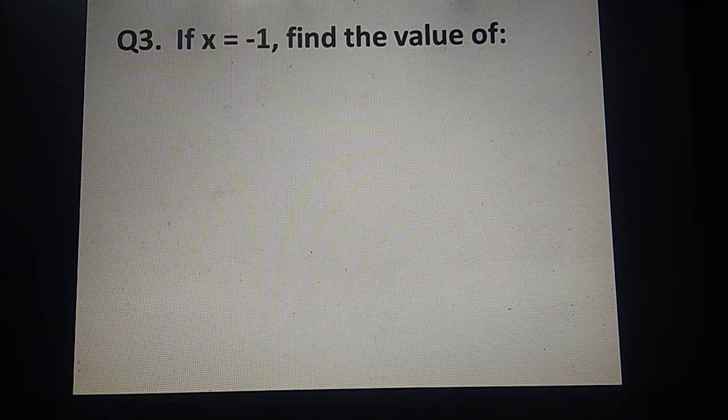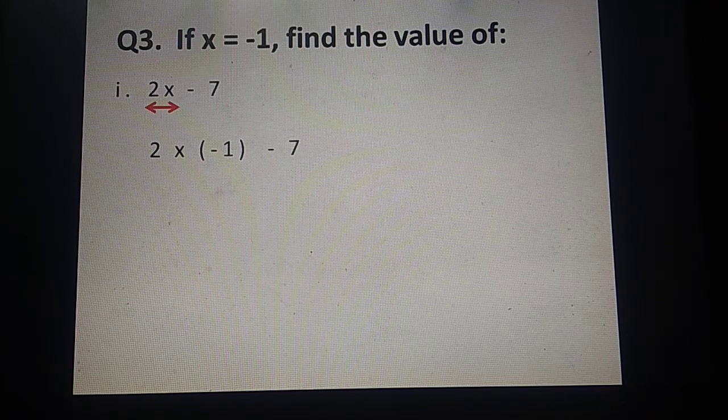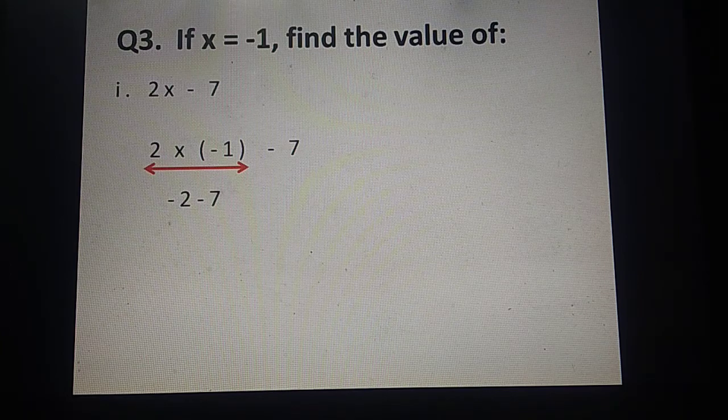Question number 3. If x is equal to minus 1, find the value of the following. Again, in the given equation, you are supposed to replace x by minus 1. 2x minus 7. In place of x, you have to put minus 1. So 2x means 2 into minus 1, minus 7. When you multiply the first term, 2 into minus 1 will give you 2, and which sign will come? Minus. Minus 7. Both are having the same sign. Add them. Which sign will come in the answer? Minus 9.